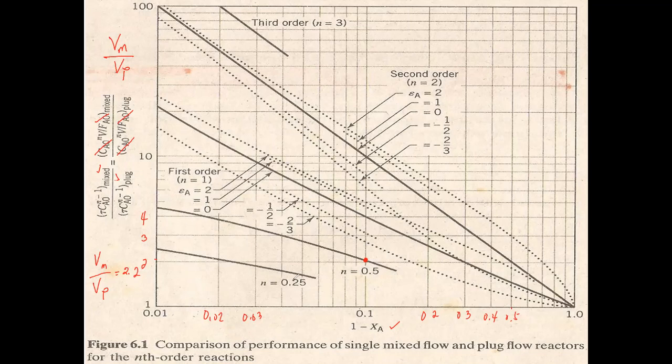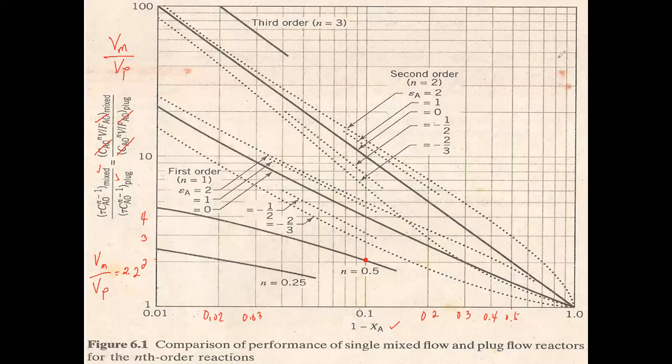Notice for these two, there are no other values of epsilon provided. So in this particular figure, you only have epsilon A equal to 0 for order of reactions less than 1. So if it's a 1/2 order, it doesn't give any other curves where epsilon has a value other than 0. That's the same thing with n equal to 0.25, or that is 1/4.